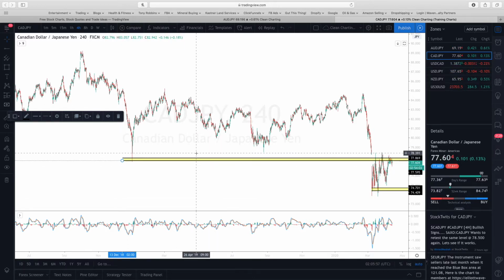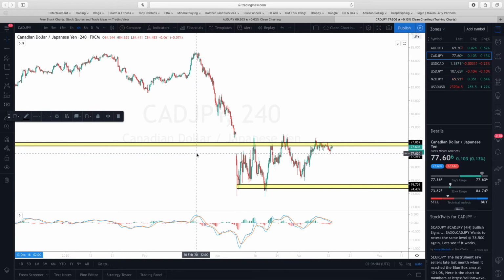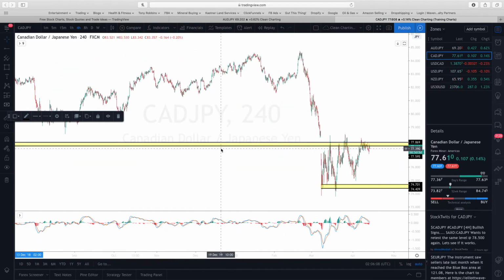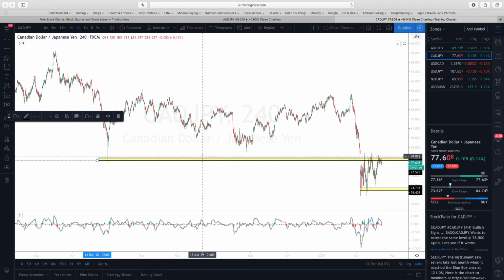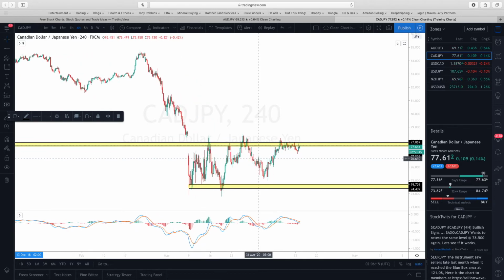I guess you could have drawn it a little higher up, possibly, maybe if you really wanted to. I feel like we're just getting a lot more touch points here. But if you're a little more conservative, you want to draw it up here, that's fine as well. For me, I'm okay with this at the moment.